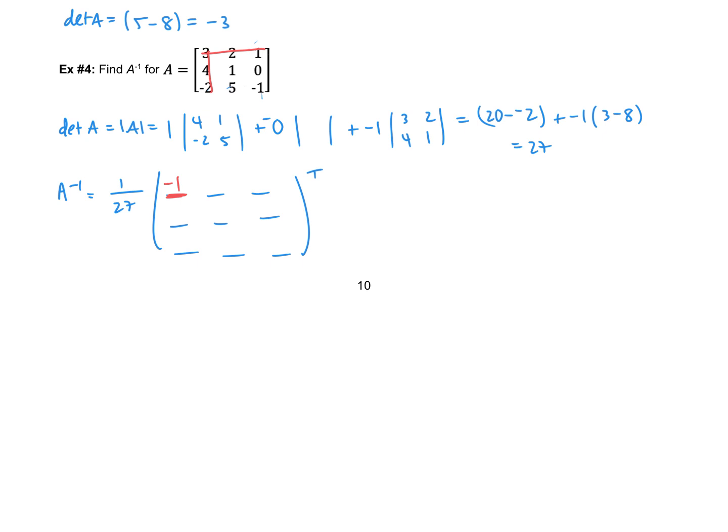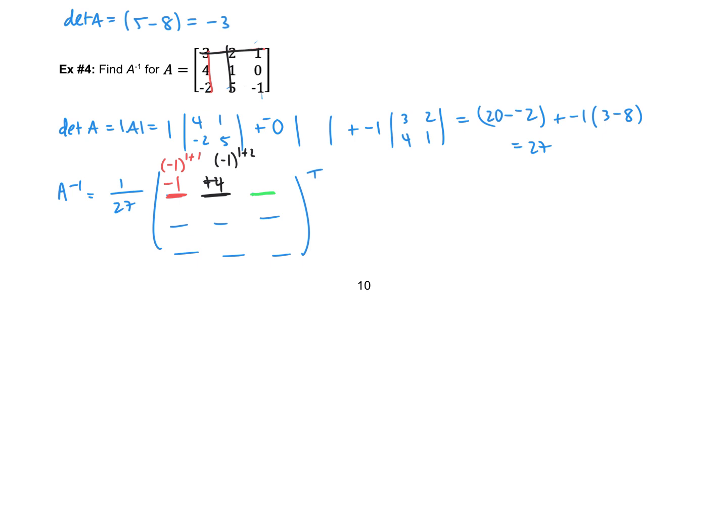And if I look here, I have negative 1 to the 1 plus 1 power, so my sign stays the same. If I look at this next one, I'm going to delete the row and the column that that is in. So then I would get negative 4 subtract 0, which is negative 4. So I have negative 1 then to the power first row second column, which would give me a negative 1, so I have to switch the sign there. And I'm going to do one more.